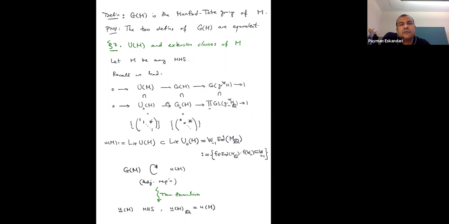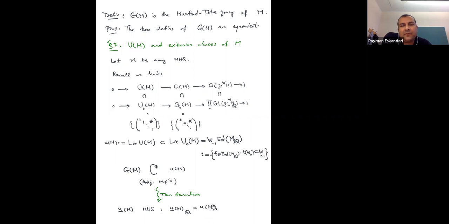Now, if you look at the adjoint action, the adjoint representation of G_M, so G_M acts on itself by conjugation. You look at what happens to the Lie algebra, and this being a normal subgroup, that action restricts to an action of G_M on the Lie algebra of U_M, on little u_M. And then via Tannakian formalism, anytime you have a representation of G_M, you get a mixed Hodge structure. So this gives you a mixed Hodge structure, which I'm going to denote by underline u_M, whose underlying rational vector space is just the Lie algebra u_M.